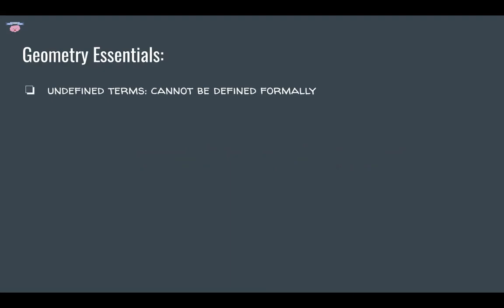So some important terms. Undefined terms cannot be defined formally. That doesn't mean they cannot be defined. It's just that there's no set definition for them. An example is point, a location that has no dimension. So even though this is a definition, I mean, what does location that has no dimension mean? It's simpler to just draw a picture. This is a point. No dimensions, no length, no width, etc.